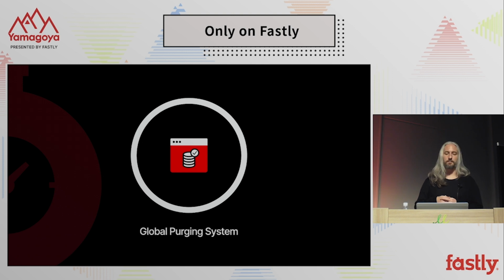Building Fastly in a real-time way, though, has been part of our principles since the very beginning, 12 years ago. Long before we built Fastly Compute, we built our global purging system for the CDN. That system invalidates content across the network in under 150 milliseconds around the entire world.